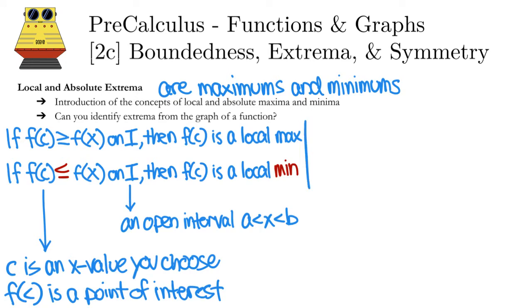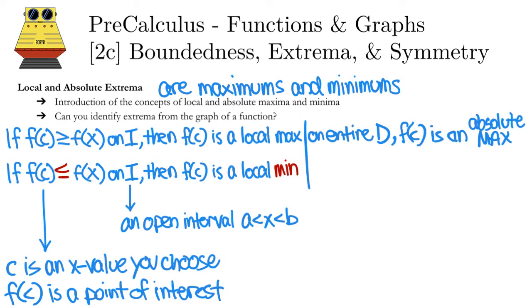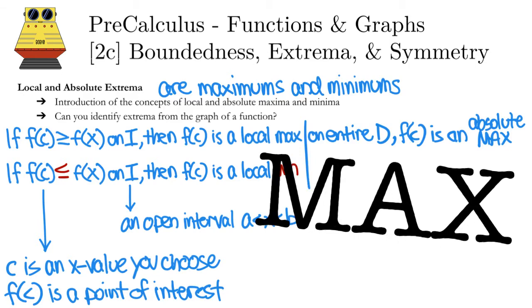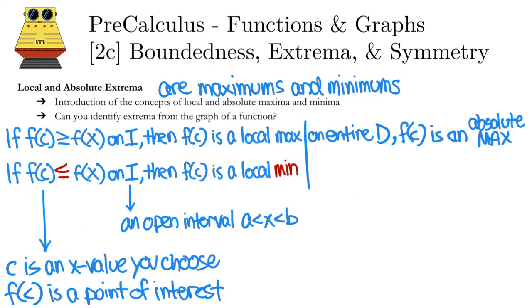Now let's extend the definitions of local max and local min to absolute max and absolute min. For the first line I said, if f of c is greater than or equal to f of x on I, then f of c is a local max. If we say on the entire domain, then f of c is an absolute max. Notice how I extended the interval to include the entire domain. And if we include the entire domain and we say that a certain y value is a max, then it's the absolute max. It's the max that's the biggest max. Okay, maybe that was too extreme.